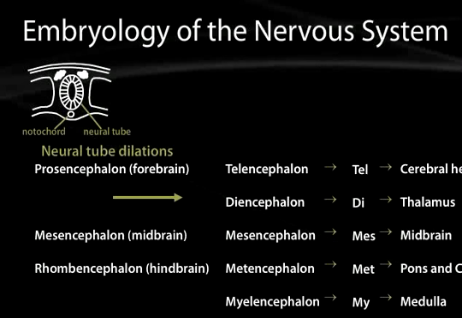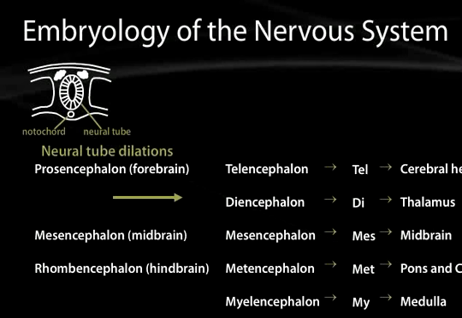So how can we try to help remember these things? Well, we know that the prosencephalon forms the telencephalon and diencephalon. The rhombencephalon forms the metencephalon and myelencephalon. And the mesencephalon remains the mesencephalon. You look at this and you say, well, why am I spending all my time trying to memorize the encephalon part? Well, it's all the same across each of the different components.